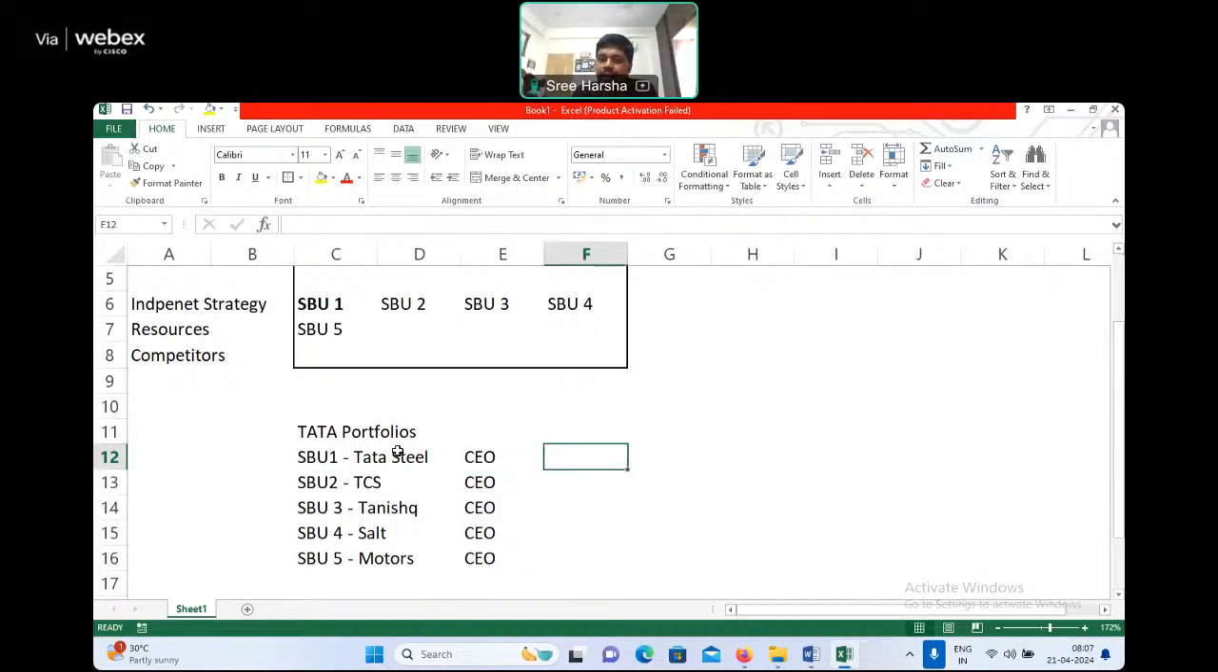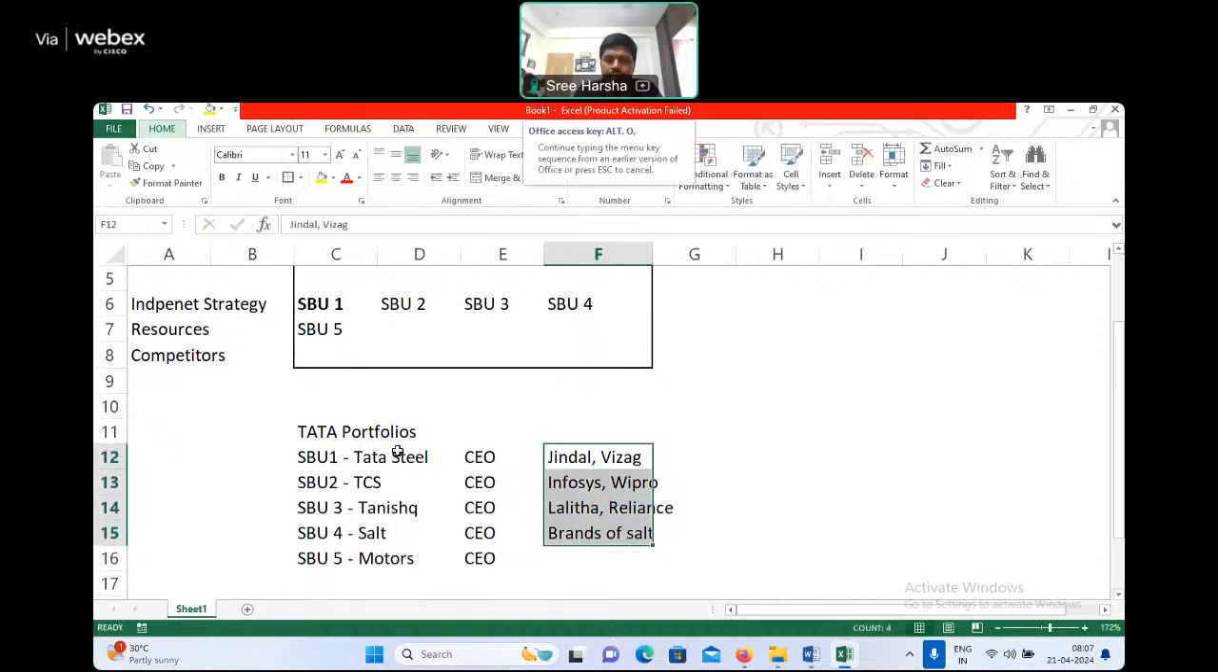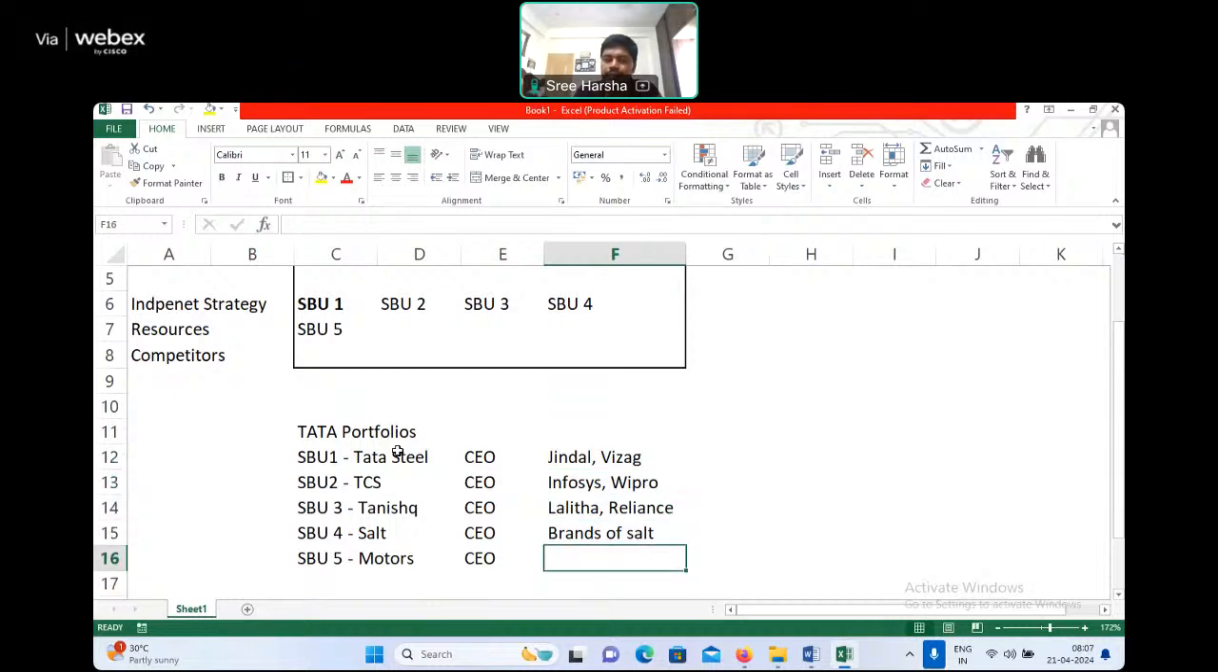And there are different sets of competitors. For example, for Tata Steel, competitors are Jindal Steel, Vizag Steel, Hindustan Steel. For TCS, competitors are Infosys, Wipro. For Tanishq, competitors are Lalita Jewelers, Reliance Jewelers. For Tata Salt, competitors are different brands of salt. I don't know the other brands, I don't think anybody is as famous as Tata, but I'm not sure. For Tata Motors, the cars division, competitors are Hyundai, Maruti Suzuki.